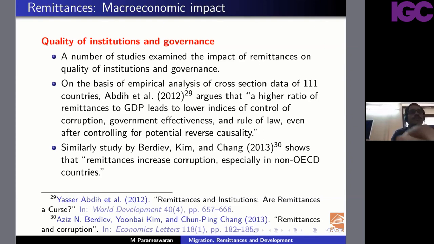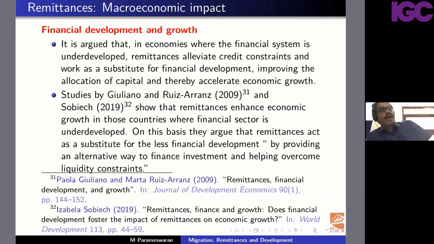Now, this is the channel which I mentioned first, that one important issue discussed in the literature is that remittances can contribute to the development of the financial sector. Financial development will improve access to credit, it will alleviate credit constraints, and also gives some kind of working capital to the people.